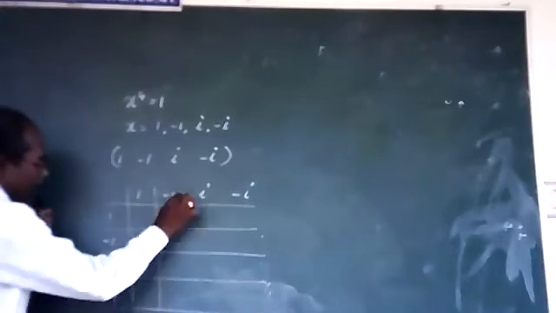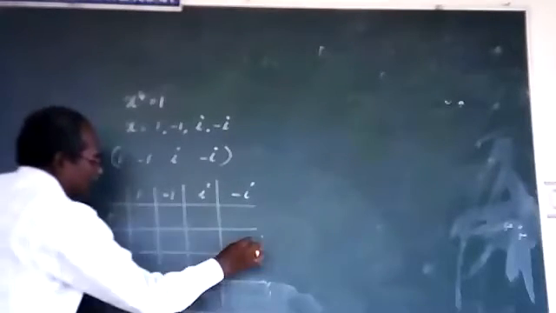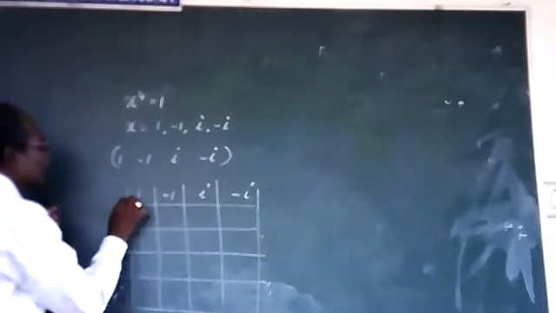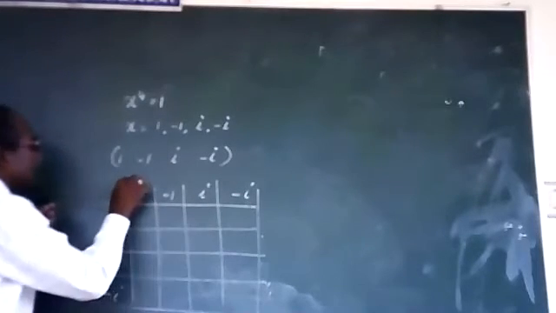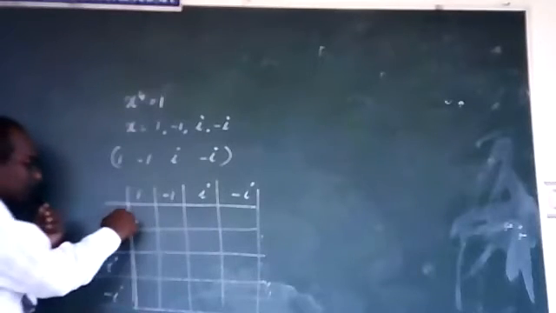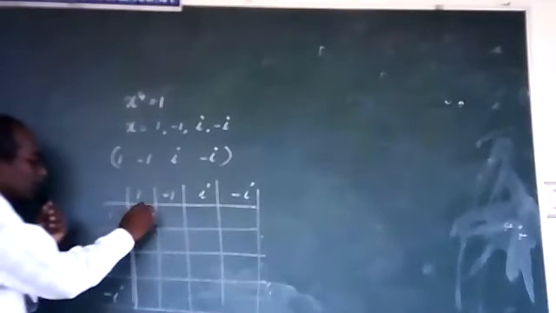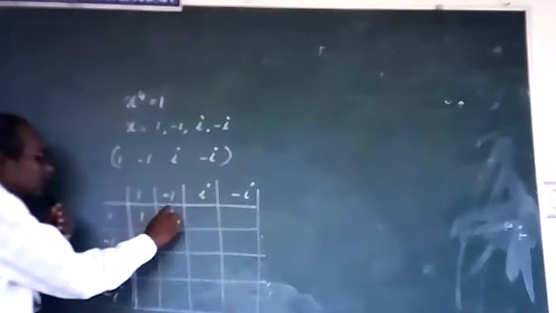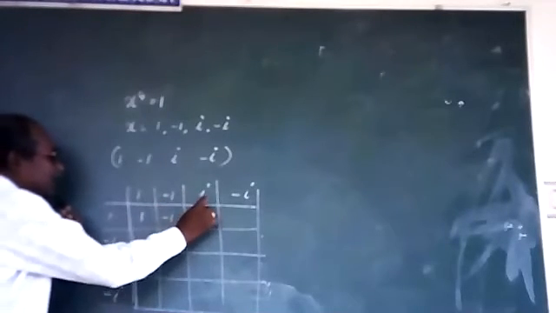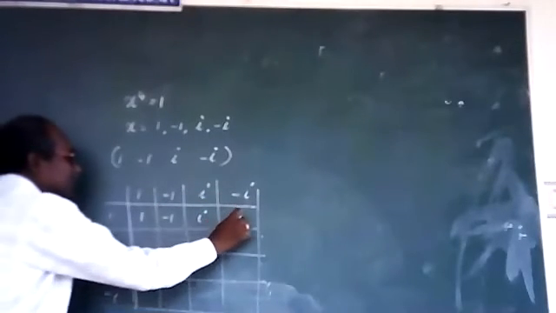The function is multiplication. I'm going to multiply and fill all the boxes. First box can be easily filled. 1 into 1, 1. 1 into minus 1, minus 1. 1 into i, i. 1 into minus i, minus i.